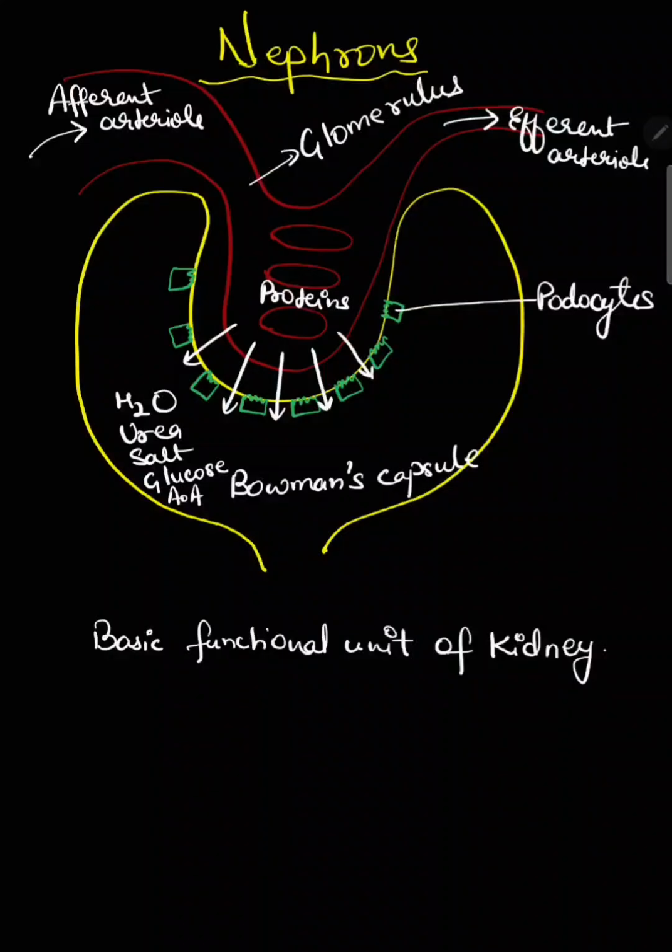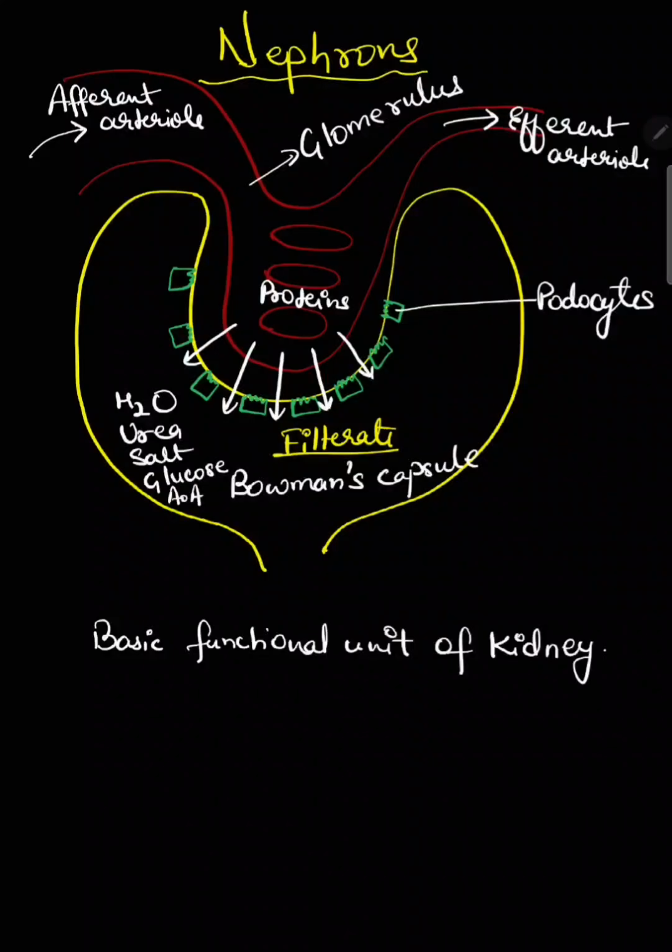so it will not come into the Bowman's capsule. Now whatever has come into the Bowman's capsule is now named filtrate, and from here on we will say that filtrate is being reabsorbed, something out of the filtrate has been reabsorbed, something is poured into the filtrate, it is moving here and there. So once the thing has come into the Bowman's capsule, it will now be called filtrate, not urine. We will not be calling it urine at this stage, it will only be called filtrate.